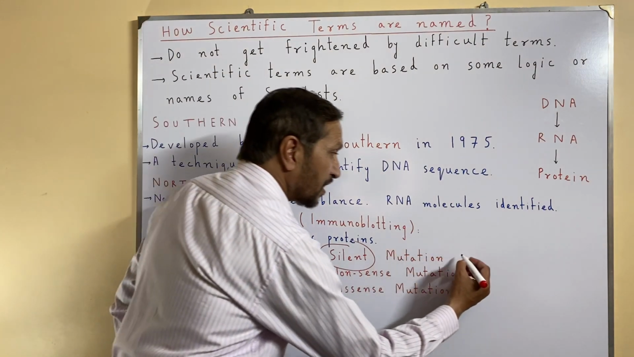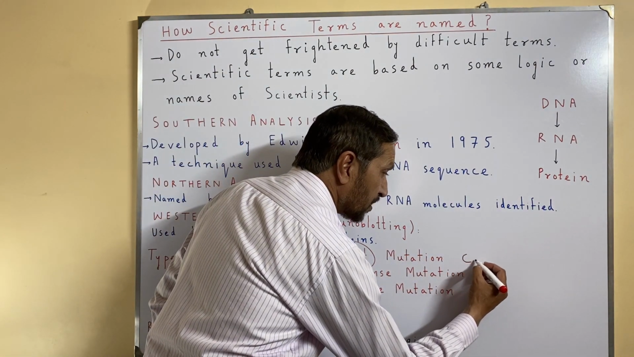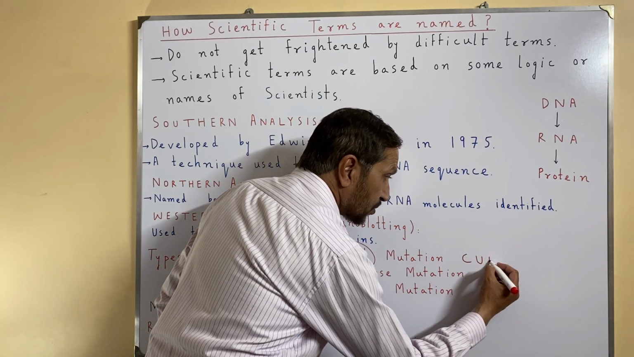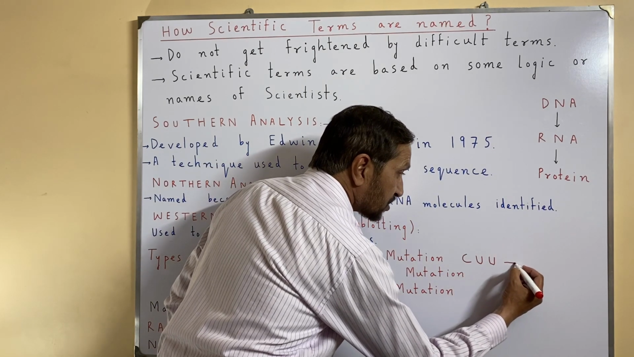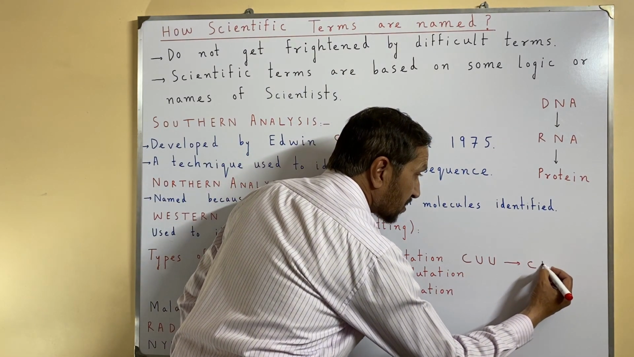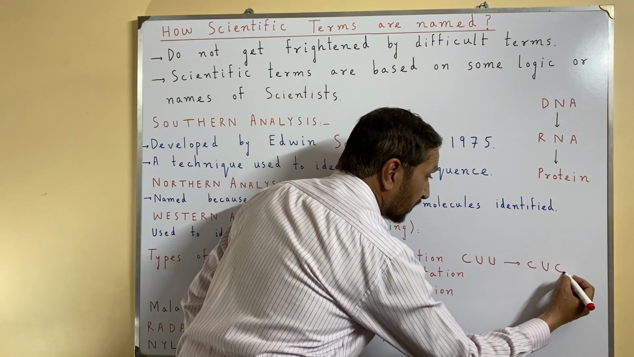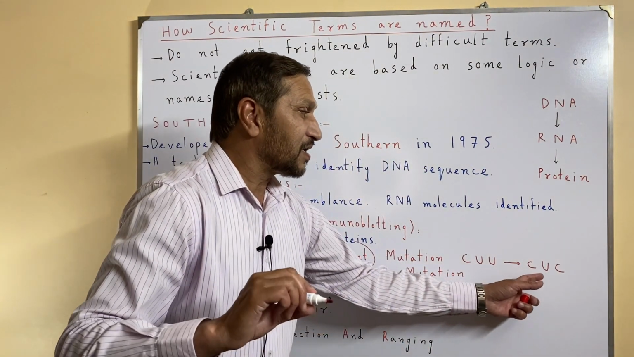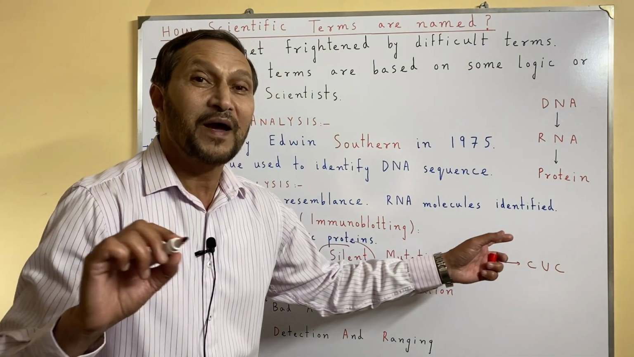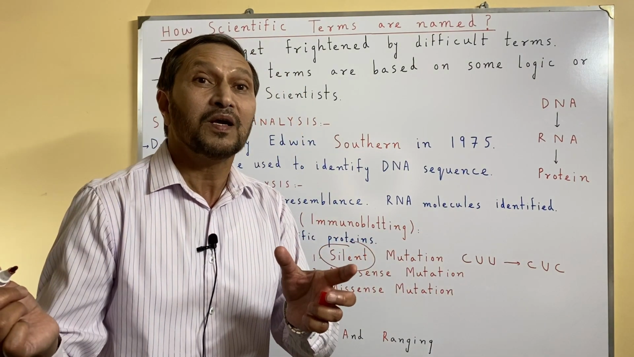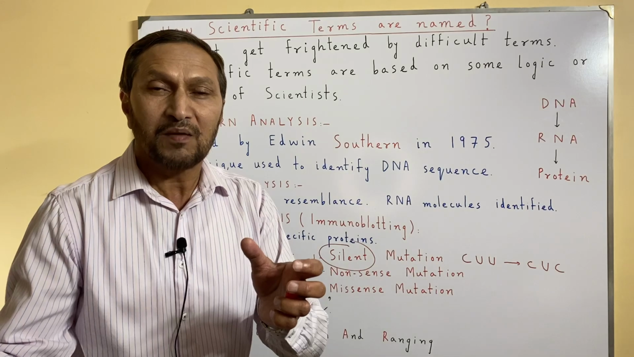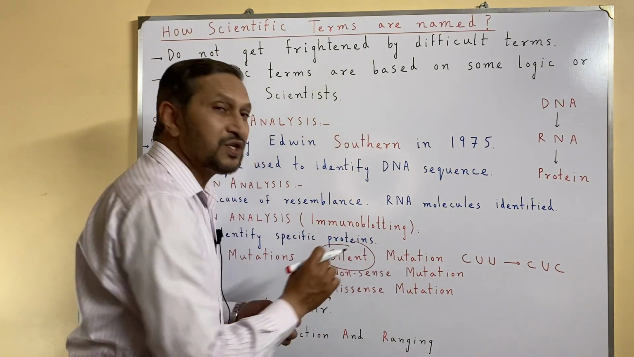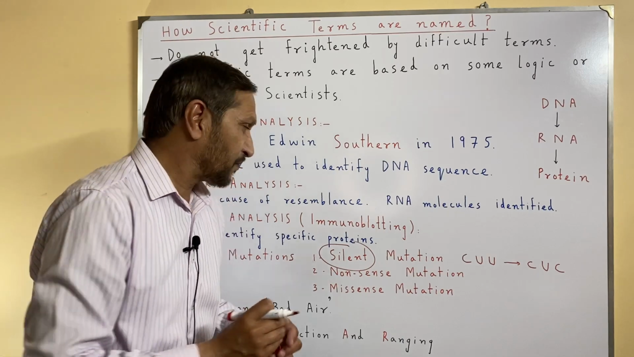For instance, instead of the code C, U and U, if it changes to C, U and C, so it is said that there is no change. The amino acid will remain the same, the protein will remain the same, and that's why this mutation will remain silent.